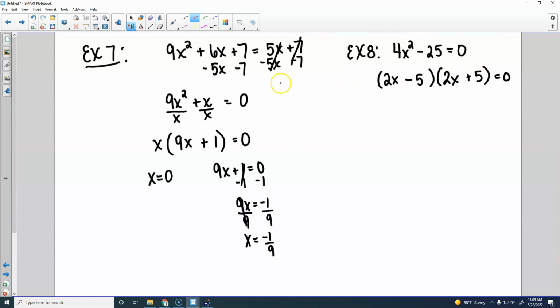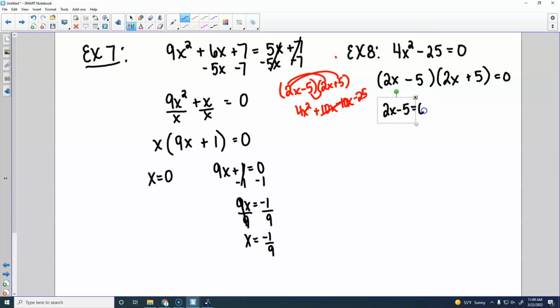So I can do that, and if I check over here to make sure Jada is right, 4x squared plus 10x minus 10x minus 25. Middle terms will cancel. That looks good. So if I do that, then I just have to take each one and set them equal to 0. So I'd add that 5. 2x would equal 5. Divide by 2. So x equals 5 halves, or 2.5.